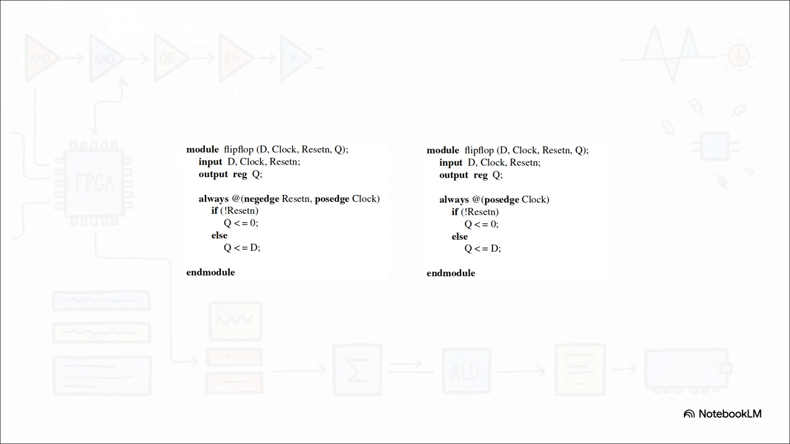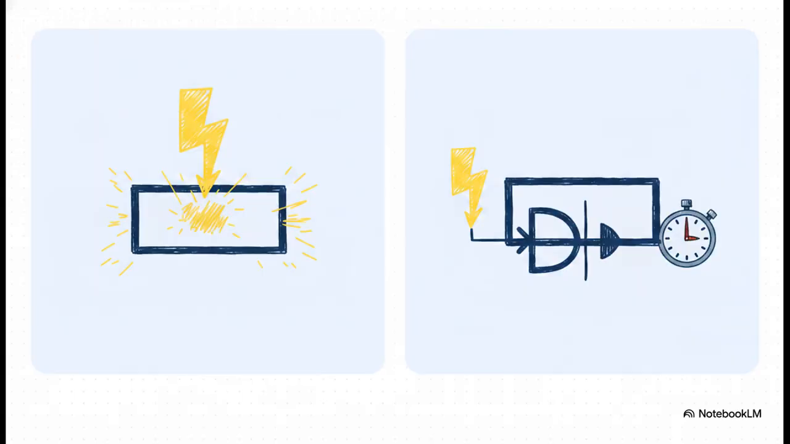On the left, our asynchronous reset includes the specific trigger negative reset n. But on the right, the synchronous reset code lacks that entirely, meaning it triggers strictly on the positive edge of the clock and nothing else. So what does that actually mean when the silicon hits the road? Well, an asynchronous active low reset forces the output to 0 immediately, the exact microsecond the reset signal drops to 0, totally independent of what the clock is doing.